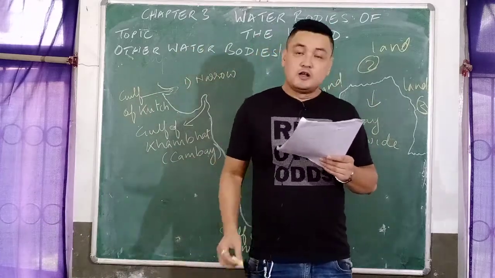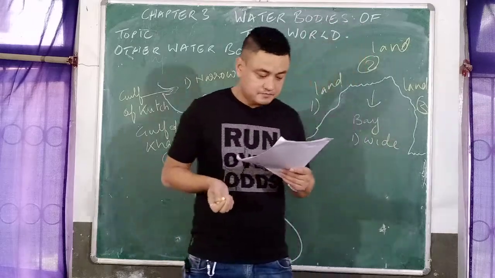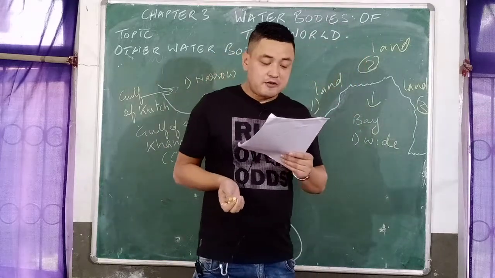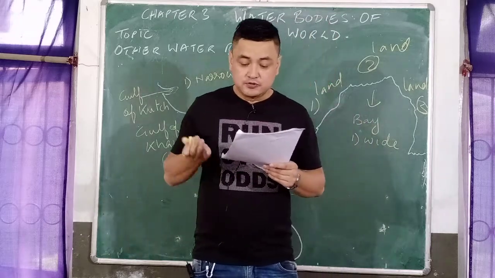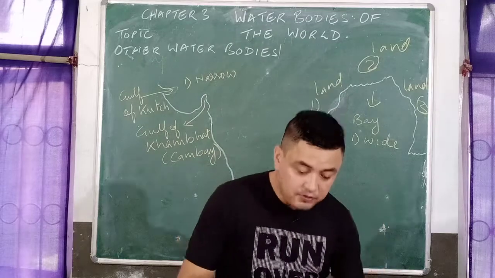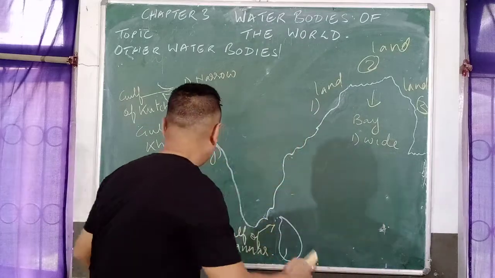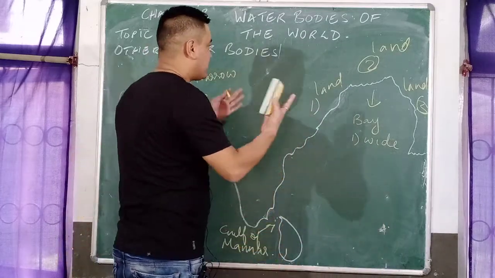Now let's read up on the strait. A strait is a narrow stretch of water separating two land masses and joining two seas. I am coming to that. I am going to rub the blackboard for a moment so that you can understand what a strait is.